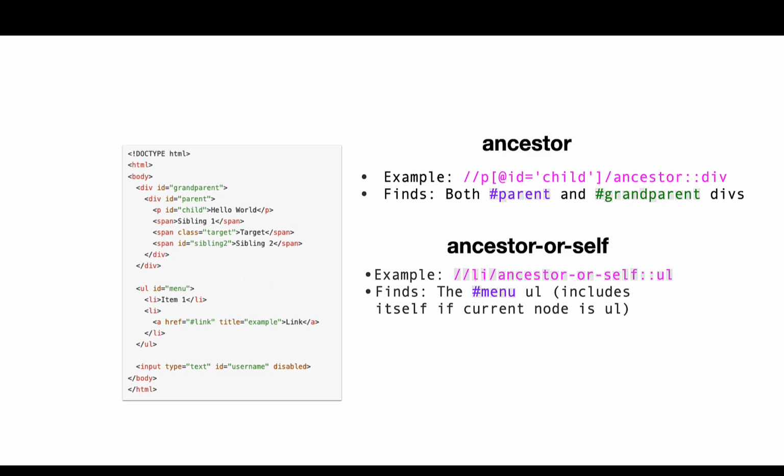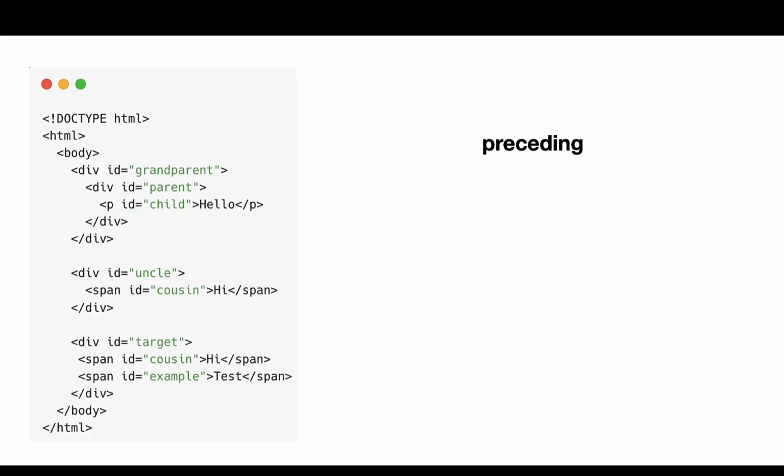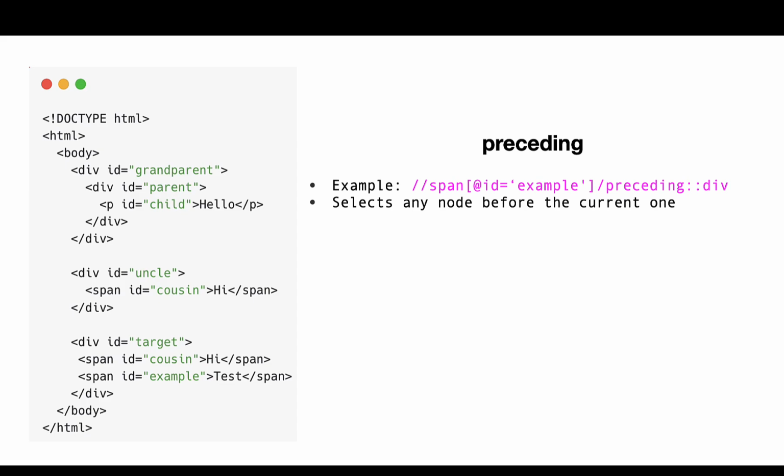Next we will go and see what is preceding. So an example of preceding: you take any example like span which has id example. Here it is, and preceding div. I want the preceding div for this one. Okay, it's not like ancestor. So if you see here, it selects any node before the current one. Now you will see what is the difference between ancestor and preceding.